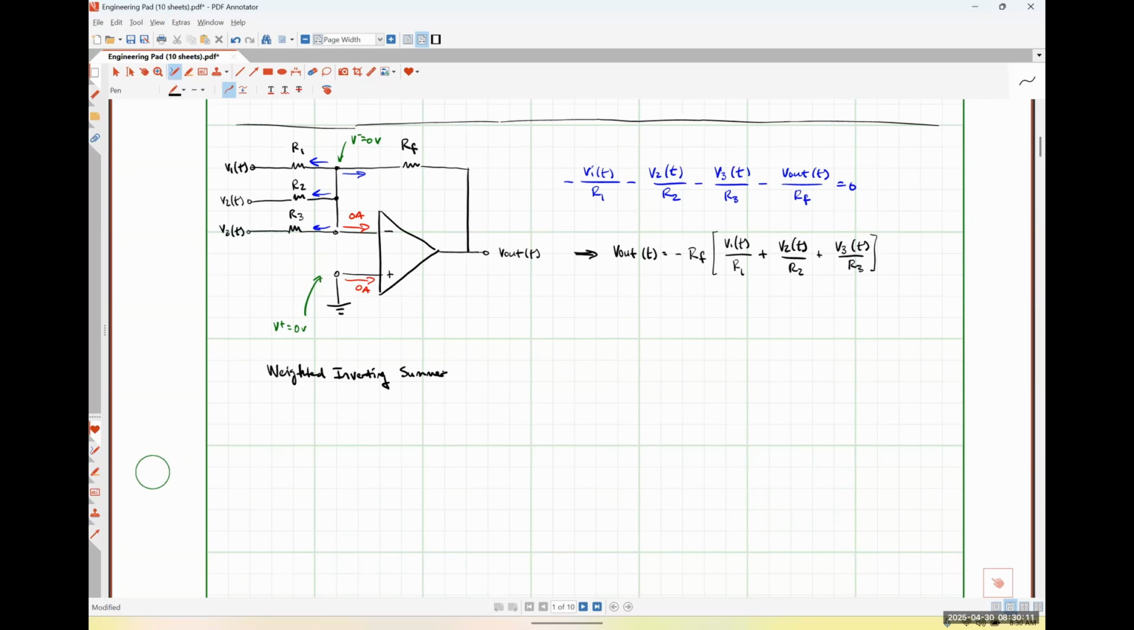Okay. So if our signal R1 is equal to R2, or excuse me, is equal to R3, is just equal to, let's call it R in general, then our output voltage would reduce to negative RF over R multiplied by the simple sum of our input signals.